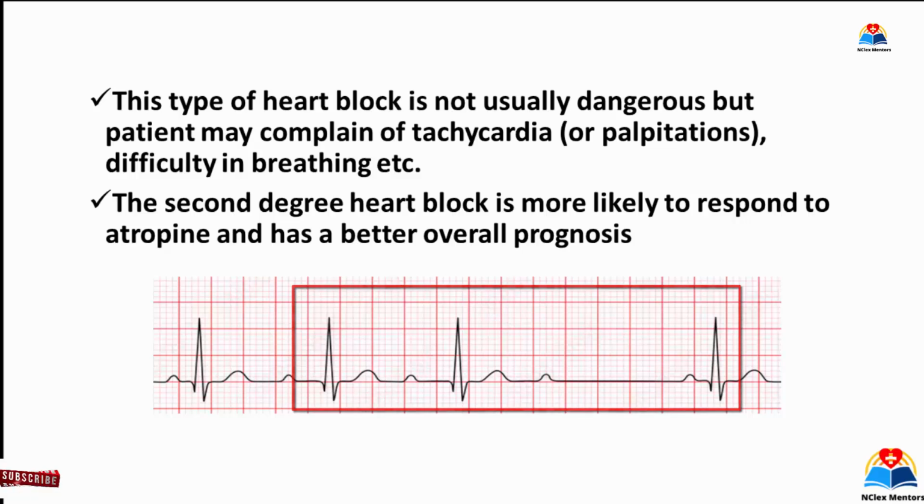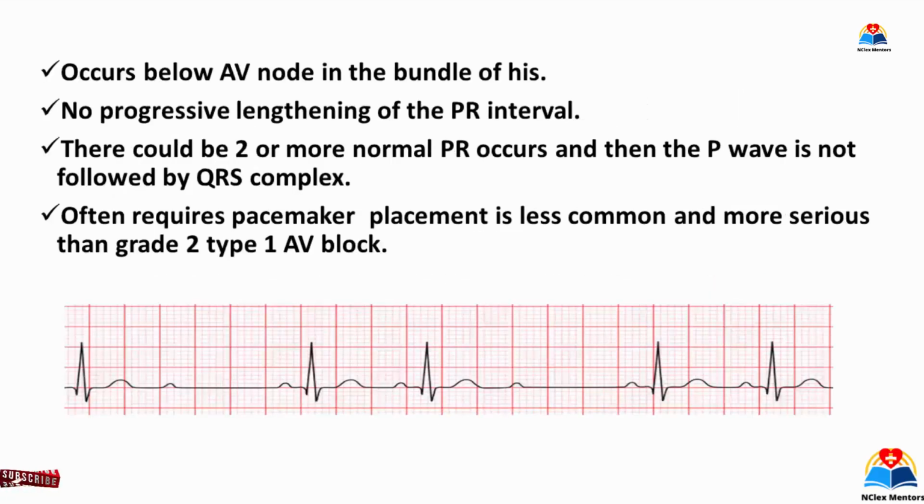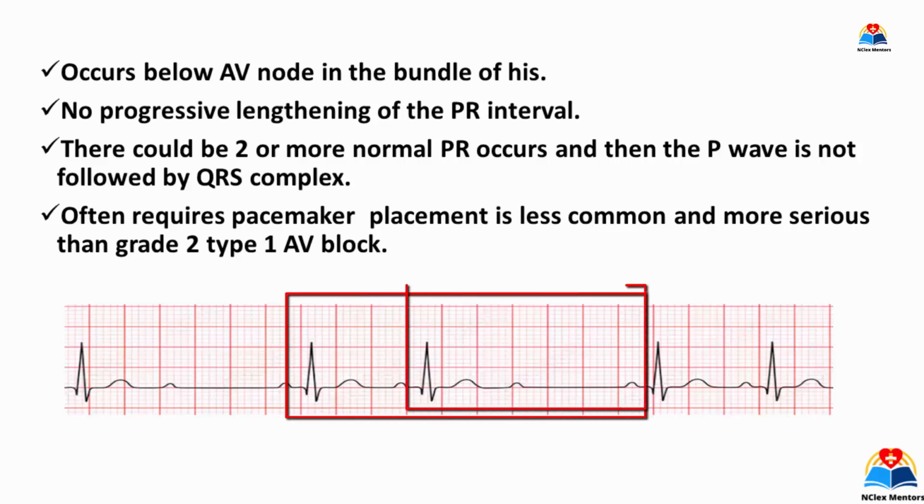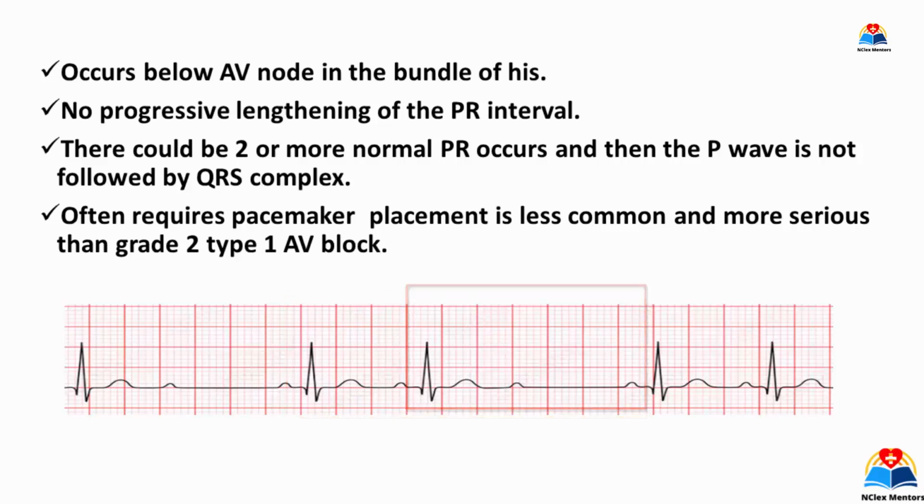Grade 2 type 2 heart block occurs below the AV node in the bundle of His. The distinguishing sign is that, unlike grade 2 type 1 heart block, there is no progressive lengthening of the PR interval. Here, there could be 2 or more normal PR intervals, and then the P wave is not followed by a QRS complex. This type of heart blockade often requires pacemaker placement, is less common and more serious than grade 2 type 1 AV block. Here, in this EKG strip, we can see grade 2 type 2 heart block, where we are seeing 2 normal PR intervals, and then the P wave is not followed by a QRS complex.